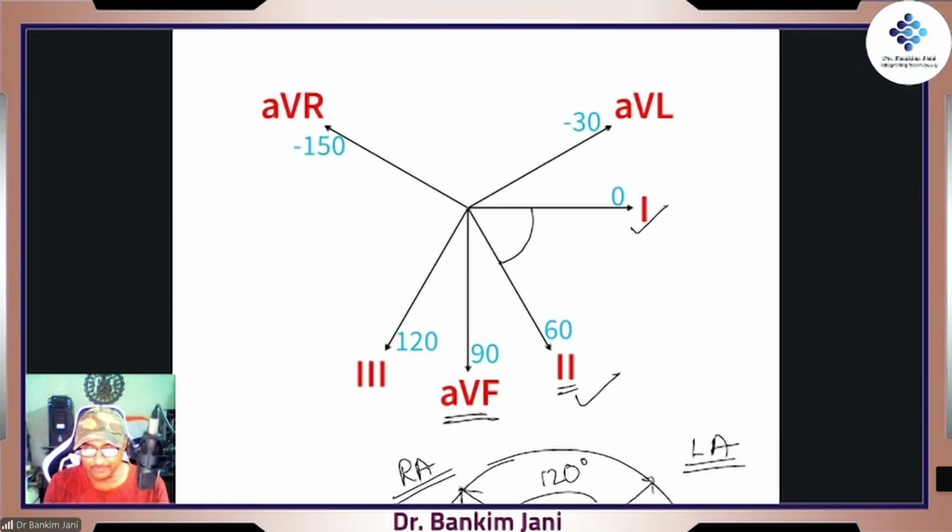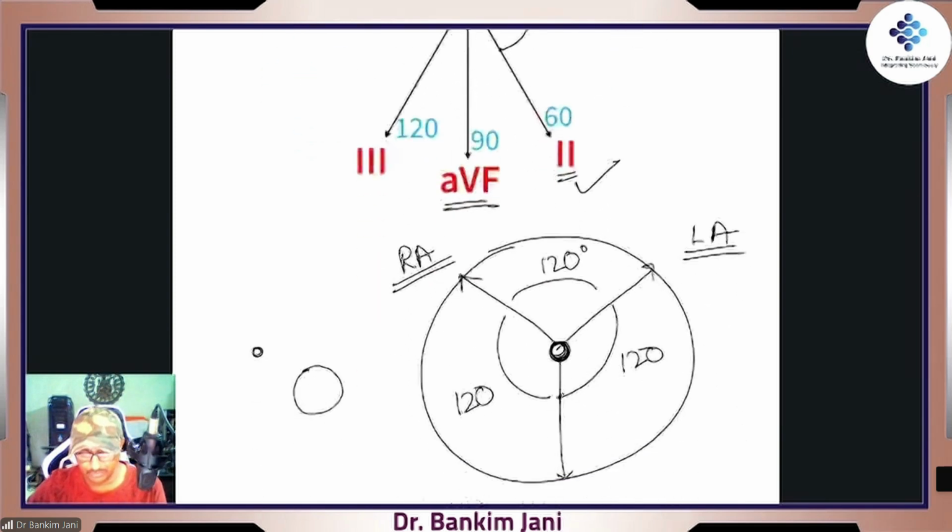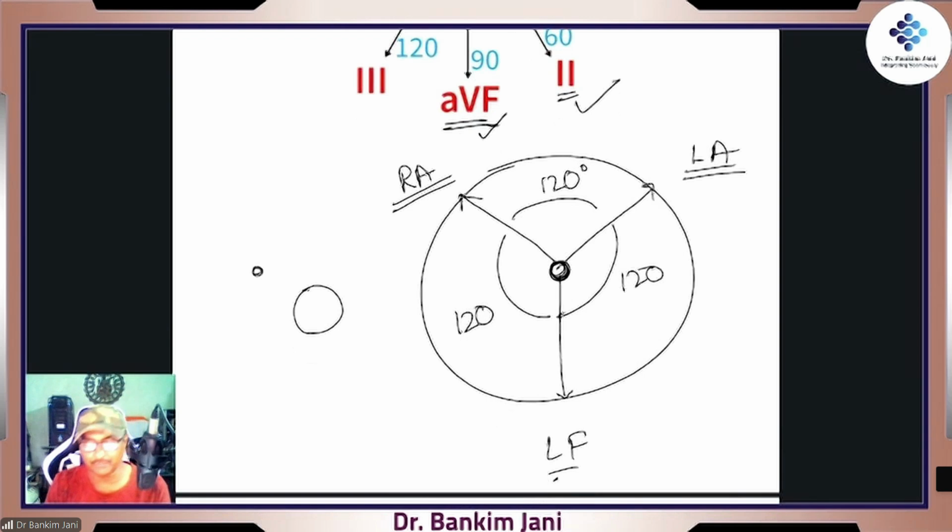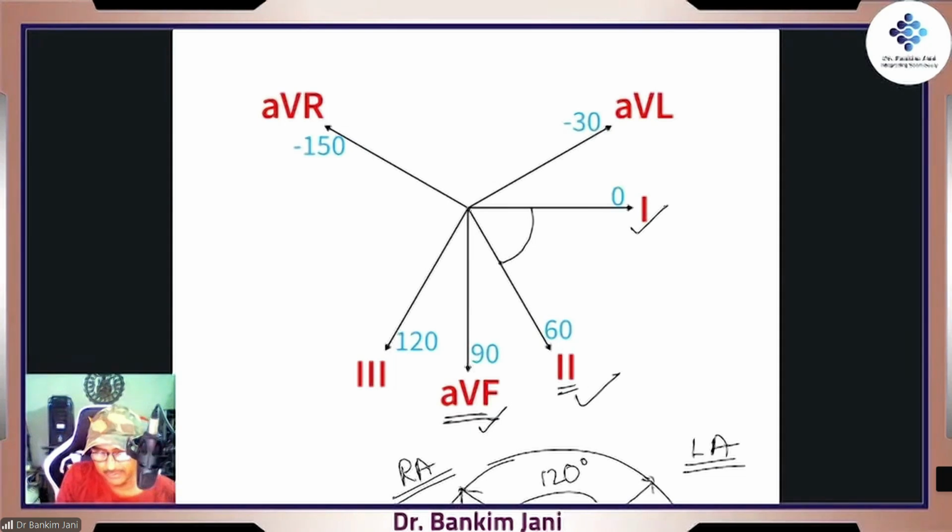aVF is absolutely down, straight. So this will be our reference. The foot is absolutely down, it is not at an angle. So this is 90 degrees, and that is fine. Then comes our other lead, lead 3. Lead 3 is also 120 degrees. So this is also good. Life is fine.